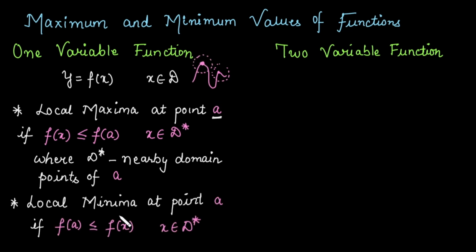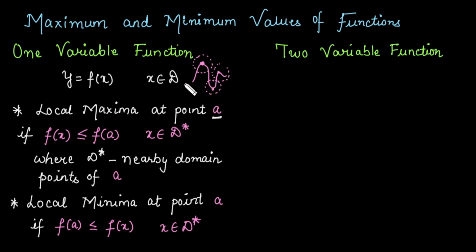For the local minima, a point is called a local minima if the function value at that point is less than or equal to the nearby function values. Like in this case, if I take a small section of a domain, in this small section of a domain, the function value at this point is comparatively minimum. It means it is called a local minimum.